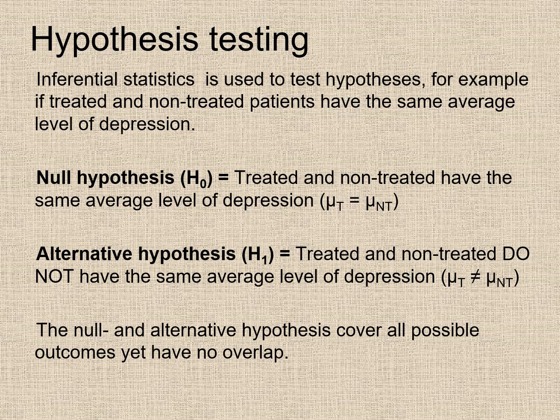So the null and alternative hypotheses are the opposite of each other. And they cover all possible outcomes. So one of them has to be true. There is no third alternative. One of them has to be true.